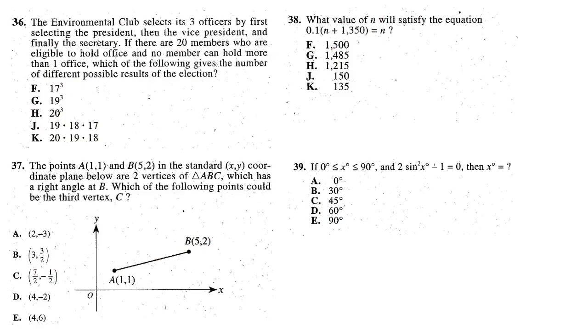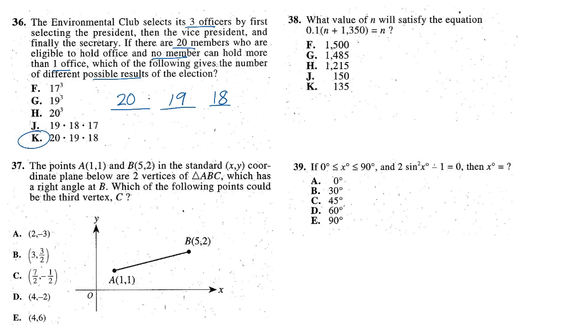All right, for 36, the Environmental Club selects 3 officers, and we have 20 members, and no member can hold more than 1 office. So if we start looking at all the different possible results, we're electing for 3 spots. So you have 20 choices for the first, 19 for the second, and finally 18 for the final.